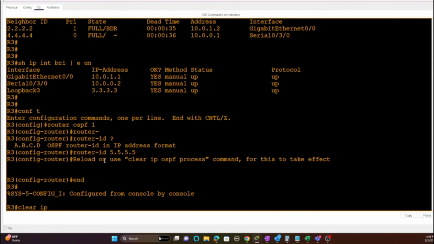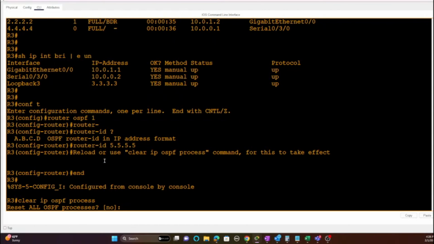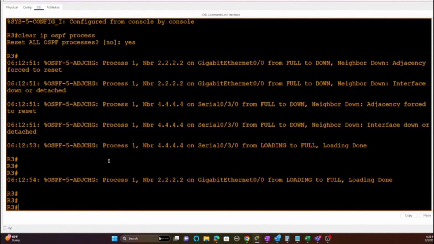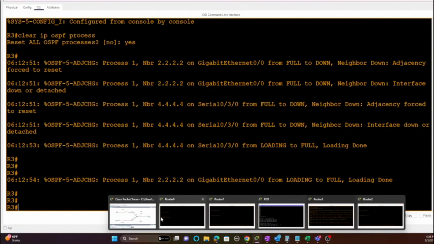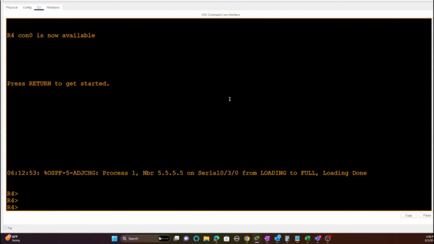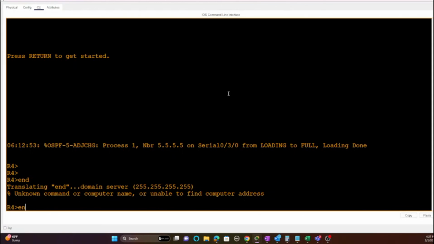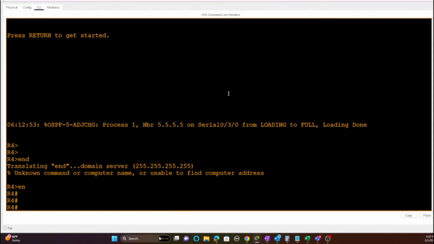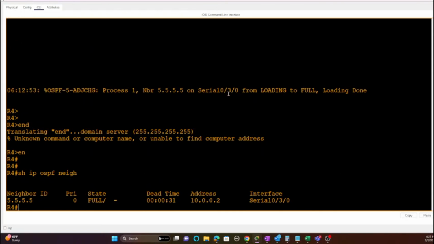So if we do clear ip ospf process, we only have one process running. So reset all OSPF processes, yes. So it just did that. Let's swing over to this neighbor right here, go into privileged mode, and let's look at what this OSPF neighbor is looking like now.